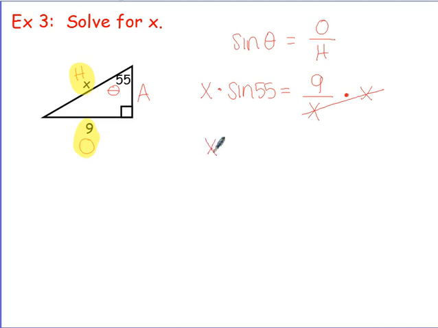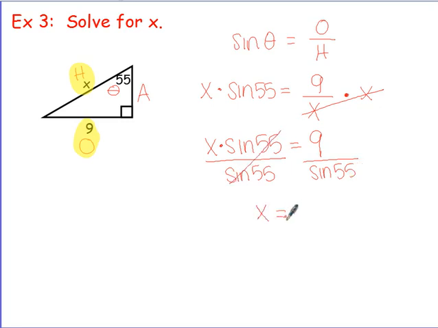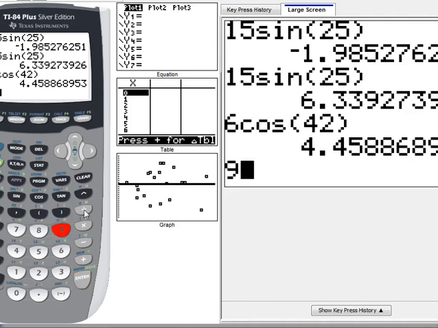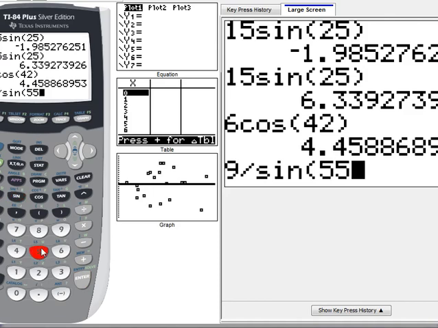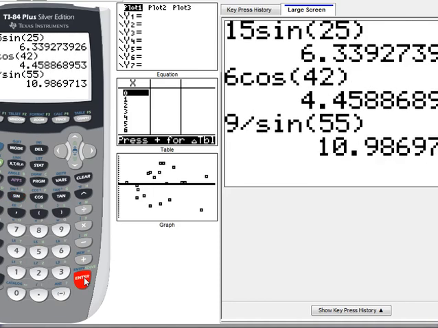So now we have x sine of 55 equals 9. The problem is x is not by itself yet. Now we need to get rid of the sine of 55. Well, since this is multiplication, we're going to divide by the sine of 55 on both sides of the equation. Your calculator can do this tough part for you. Those cancel. So now we do have x equals. So we're going to type in 9 divided by the sine of 55. 9 divided by sine 55. And we get 10.98. So this 8 is going to make this 9 round up to a 10.